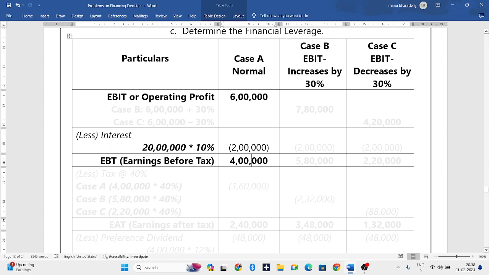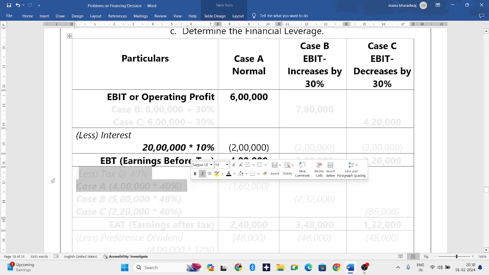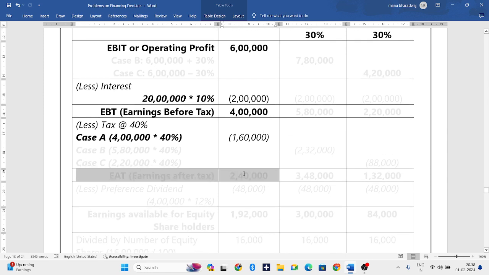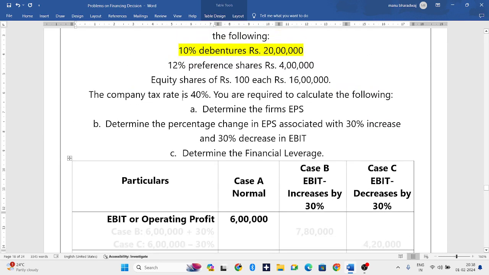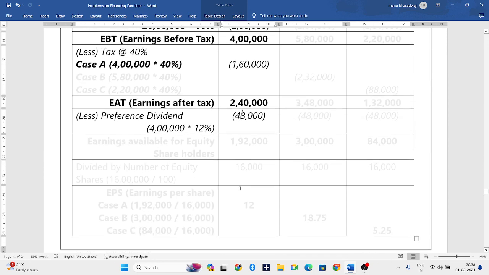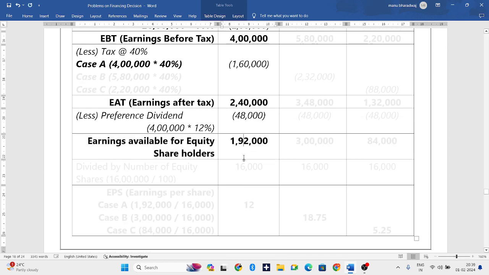And that 4 lakh is earnings before tax. For that we have to charge 40% tax rate. So 40% on 4 lakh will be 1,60,000. 4 lakh minus 1,60,000 will be 2,40,000. 2,40,000 is the earnings after tax. For that we have to give dividend for preference shareholders. There are 4 lakh preference shares and the dividend rate is 12%. So 4 lakh into 12% will be 48,000. 2,40,000 minus 48,000 will be 1,92,000. That is the earnings available for equity shareholders.